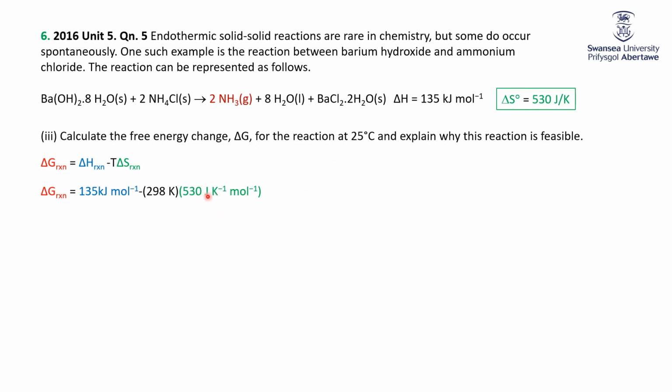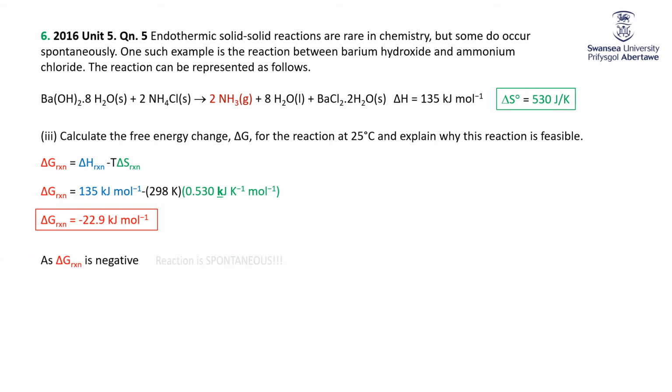Well, again, we cannot mix kilojoules and joules. So let's turn the joules into kilojoules. 530 joules becomes 0.53 kilojoules. Punch it in. Delta G is minus 22.9 kilojoules per mole. This is a negative value of delta G, thus the reaction is spontaneous, which of course you A-level people would want to call feasible.